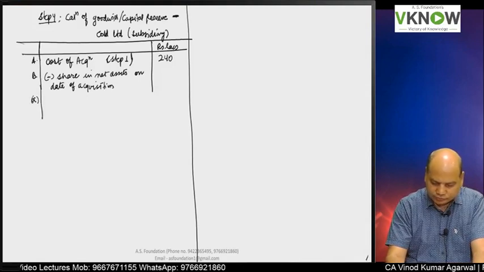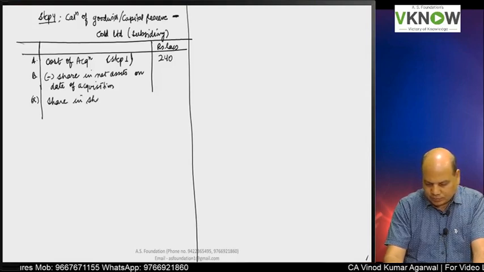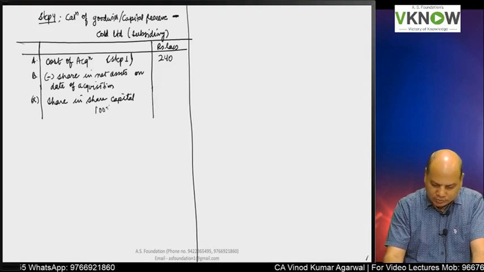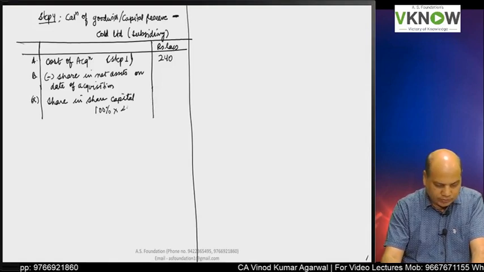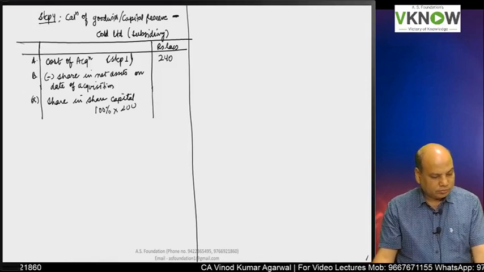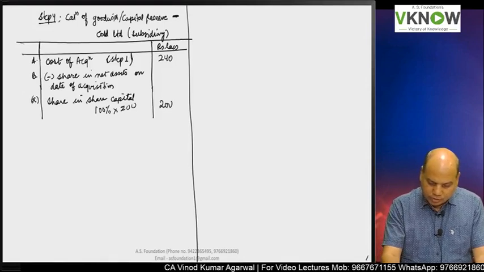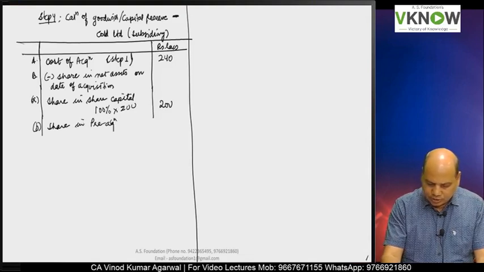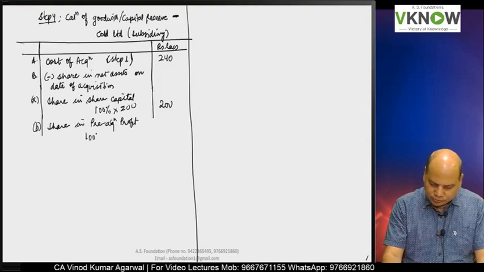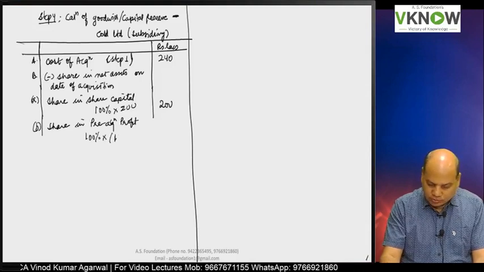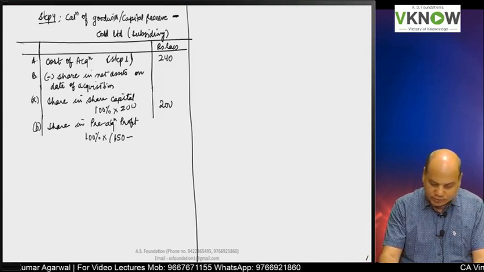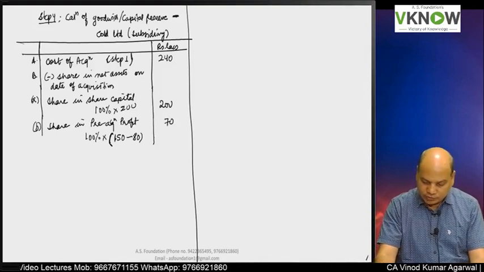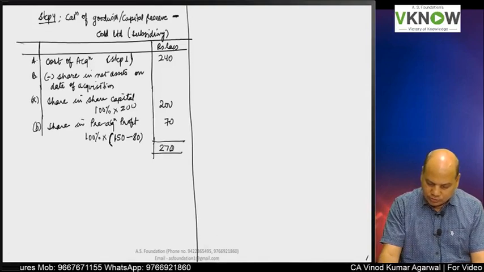Under that, 2 points. Share in share capital, but we are holding 100% share capital, 100% of 200 is 200. And B, write down share in pre-acquisition profit, 100% of total profit in the balance sheet is 150. Out of that, current year profit is 80, which means 70 was pre-acquisition profit. So 70, this total 270, total B.